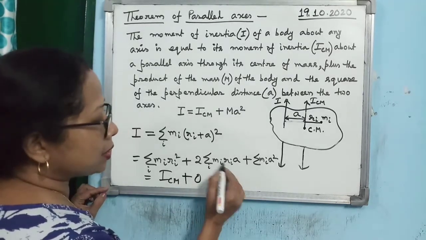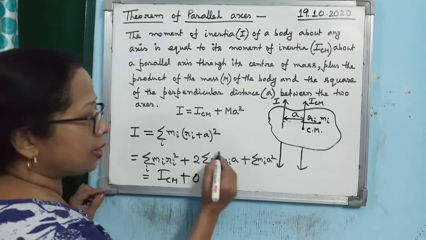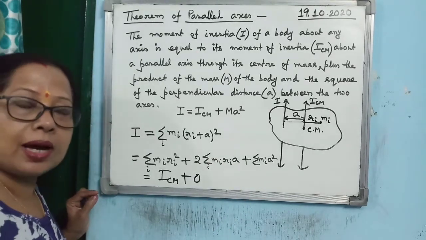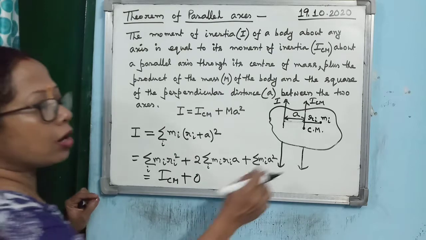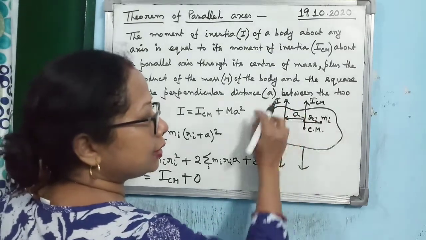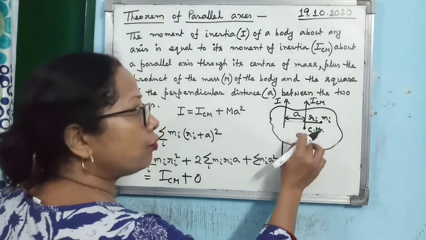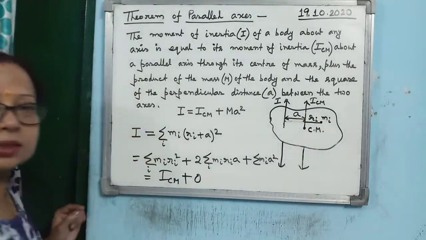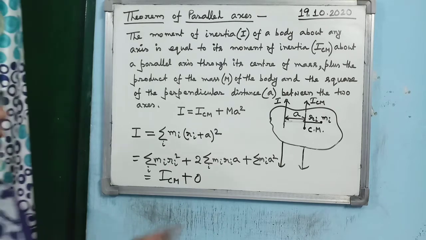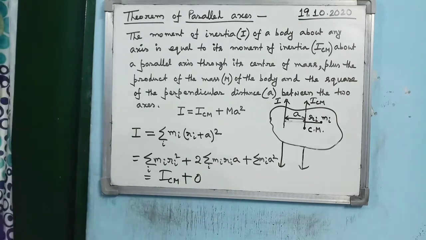Now the second term is 0. Why is the second term 0? Because sigma mi ri is 0. Sigma mi ri is 0 because if you consider any rigid body, then the entire mass is distributed uniformly about the center of mass. Is that clear? We assume that. That's why sigma mi ri is always 0.